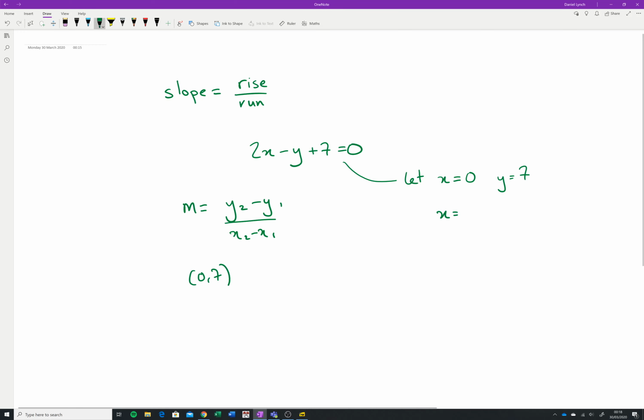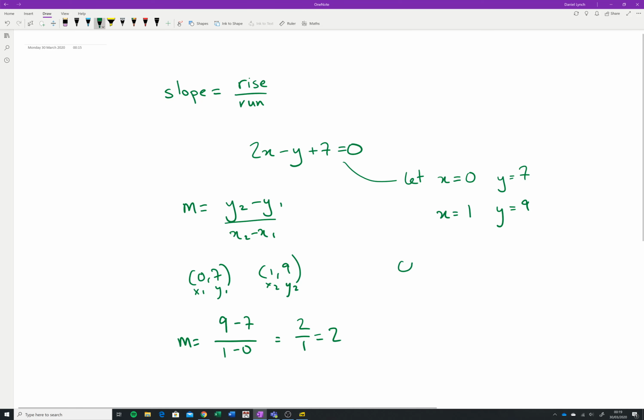And then we could pick a different value for x. Let's say 1 or something like that. So we'd have 2 times 1 minus y plus 7 is 0. So we get 2 minus y plus 7 is 0. So we have minus y plus 9 is 0. And 9 is y. You can throw that into the formula now. We have 2 points. We've got 1, 9. We'd call that x1, y1, x2, y2. y2, 9 minus y1, 7 over x2, 1 minus 0. So you end up getting 2 over 1, or a slope of 2.